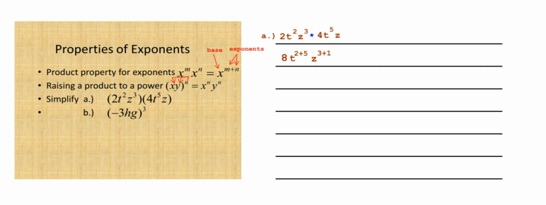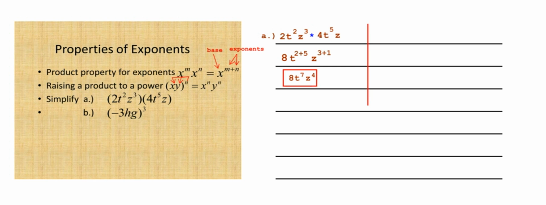And likewise, z times z, the base is the z, and we add the exponents, or in other words, z to the 3 plus 1. Keep in mind, if there's no exponent, you assume there's a 1, or an invisible 1. Okay, so now let's combine them and simplify. So 8 times t to the 2 plus 5 gives us 7, so t to the 7, times z to the 3 plus 1, which gives us 4. So overall, 8 t to the 7, z to the 4th would be our final answer for that particular problem.